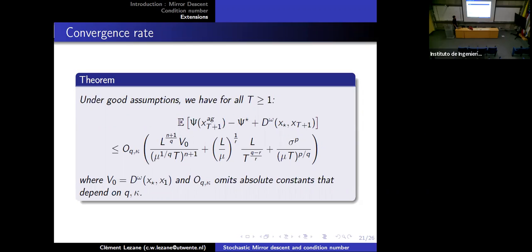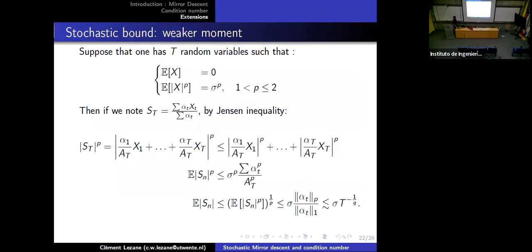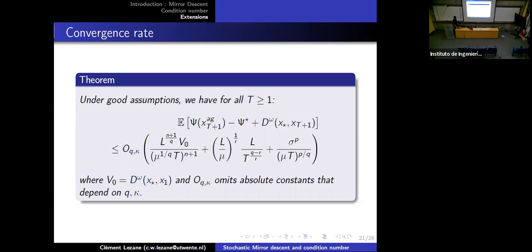Okay, so just a little bit more detail about the stochastic case. I say it's a weaker convergence because when you look at this term, P divided by Q, it is always going to be smaller than 1. Because P is the conjugate, P is always smaller than 2 and Q is always bigger than 2. So P divided by Q is always smaller than 1. So we have a weaker convergence.